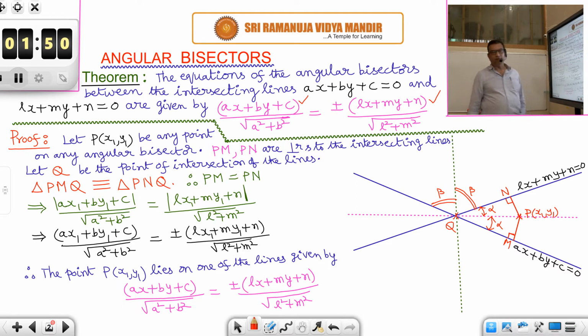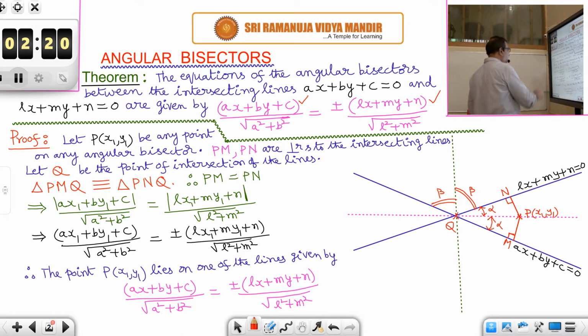So this is the formula for finding the angular bisectors between two intersecting lines. If you take the plus sign, you will get one angular bisector. If you take the minus sign, you will get the equation of the other angular bisector. You know there are two angular bisectors between any two intersecting lines. One is the acute angle bisector, the other one is the obtuse angle bisector.